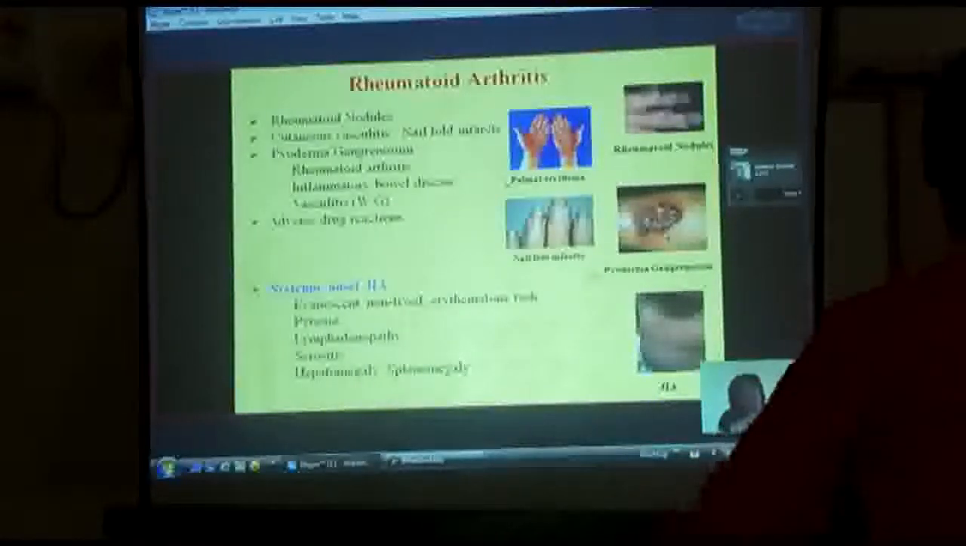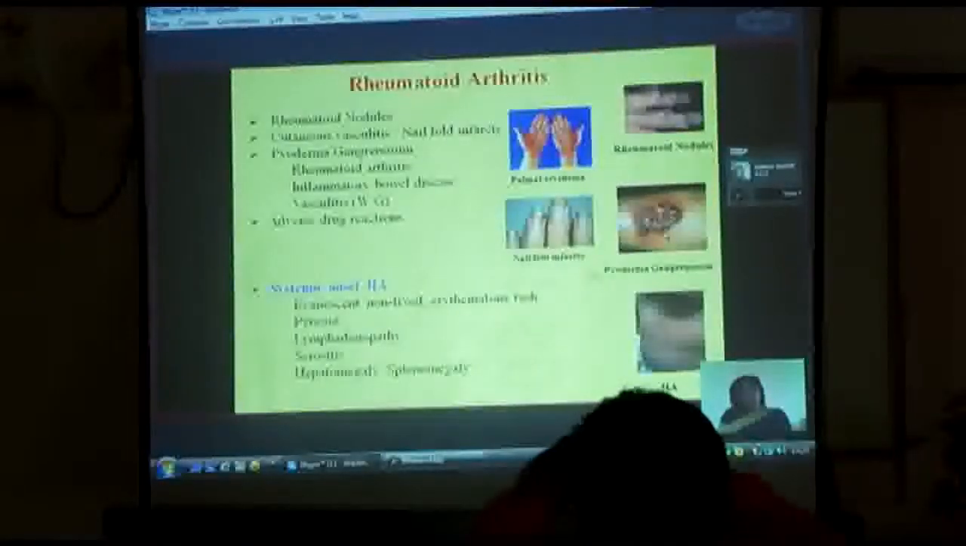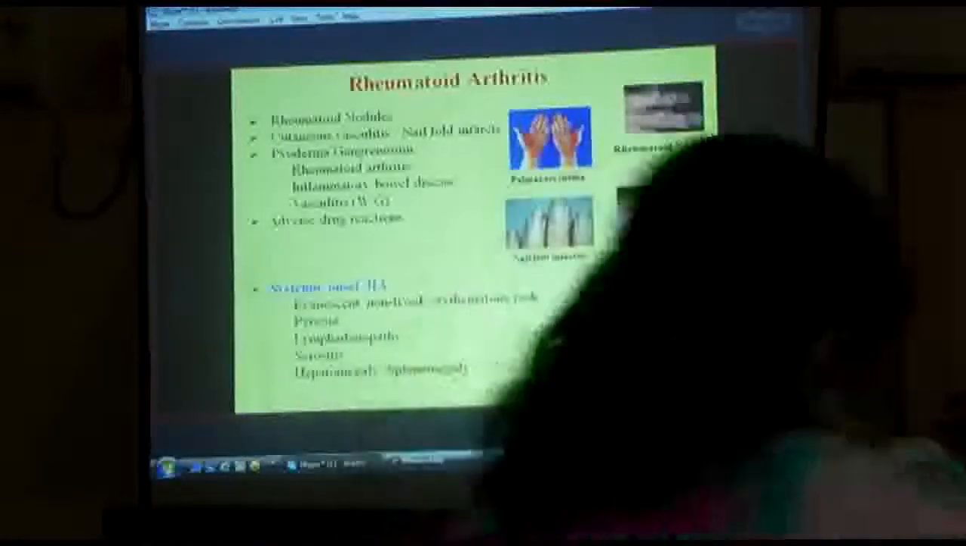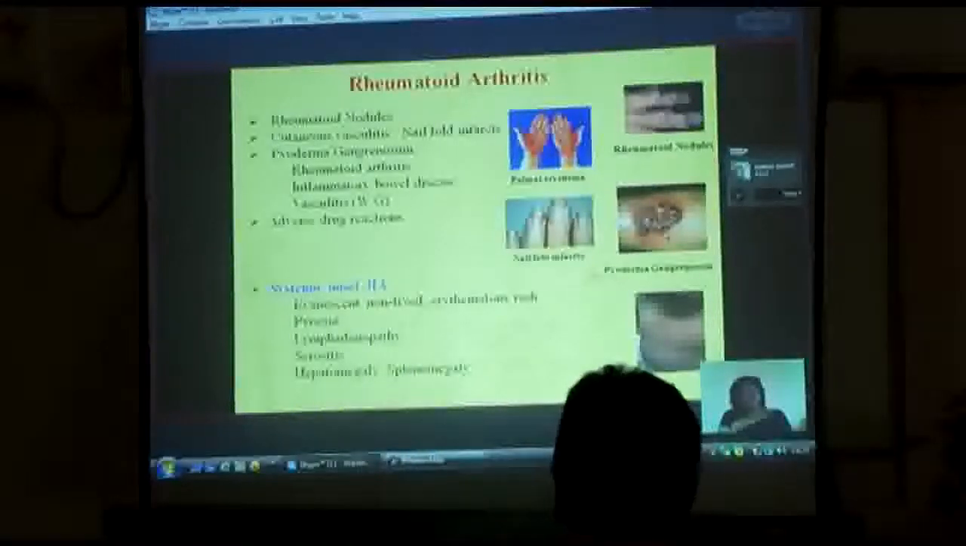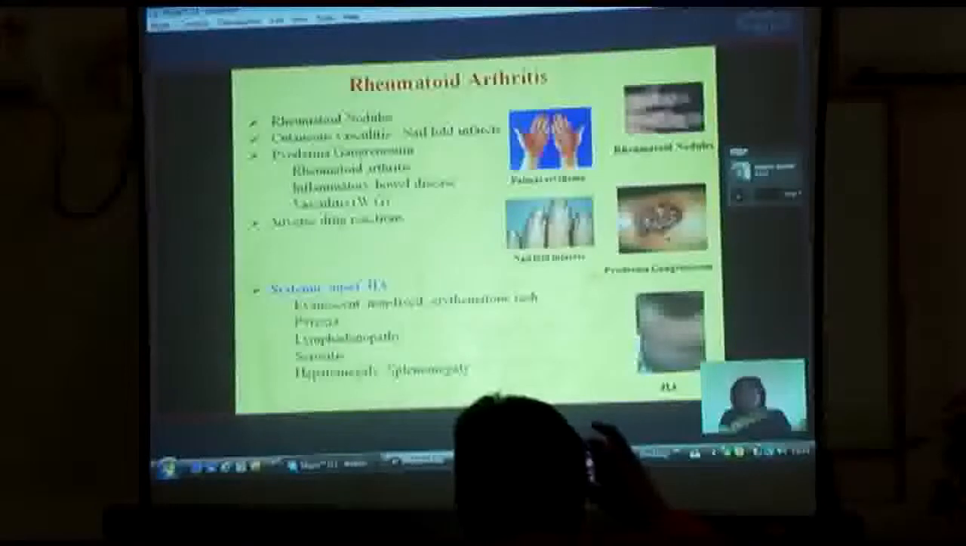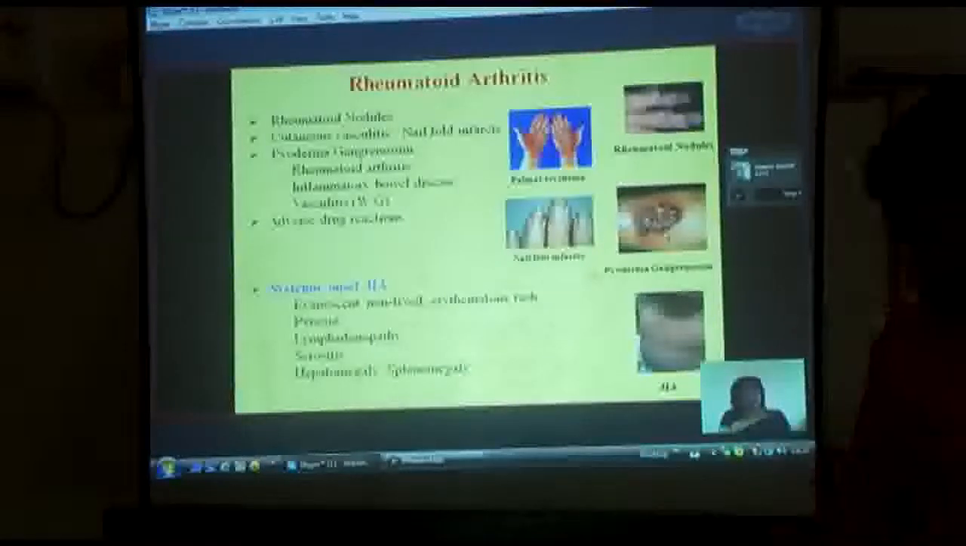Commonly, we do see cutaneous vasculitis and nail fold infarcts in these patients. Pyoderma gangrenosum, which is a neutrophilic dermatosis with ulceration, is fortunately seen very rarely these days in rheumatoid arthritis. This is not specific for rheumatoid arthritis, as it can be seen in other inflammatory conditions. We do commonly see adverse drug reactions to the drugs that we prescribe, particularly DMARDs and biologics.